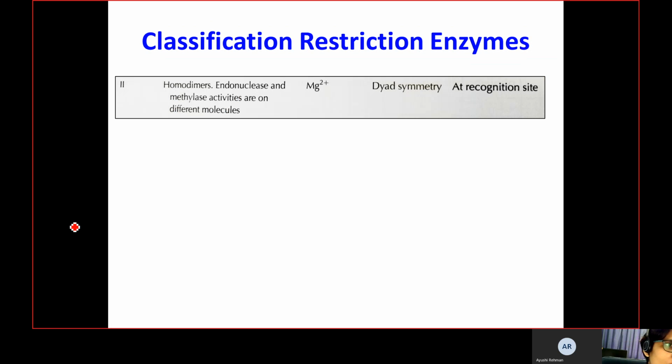Coming to type 2 enzyme, which is vast in number, as I said already, more than 3,500 or 4,000 enzymes in this class are known. They can act as a monomer, a dimer, or a tetramer. If they act as a monomer, they recognize smaller sequences, 4 base pairs. They can recognize 6 to 8 base pairs if they act as a dimer, and they can also act as a tetramer. In this case, they recognize more than one recognition site.